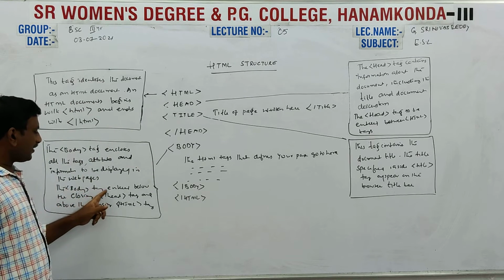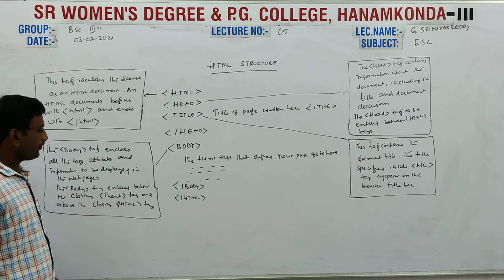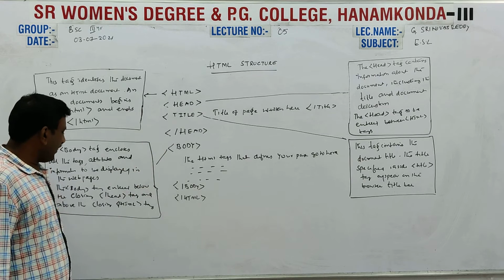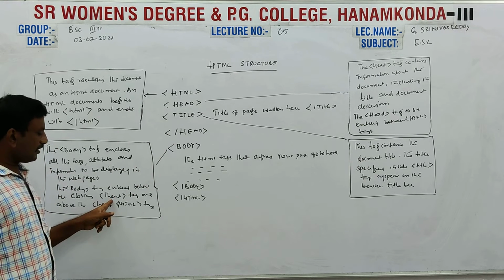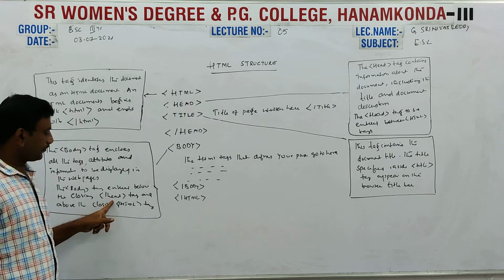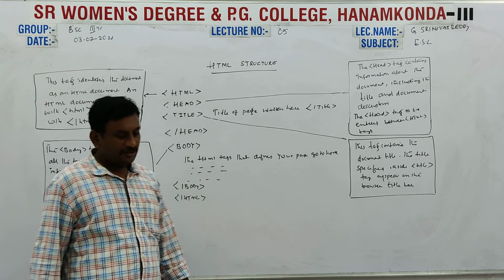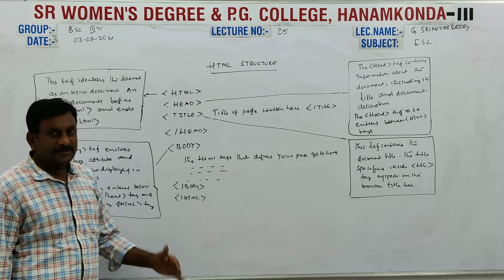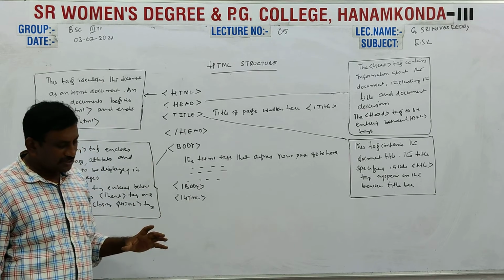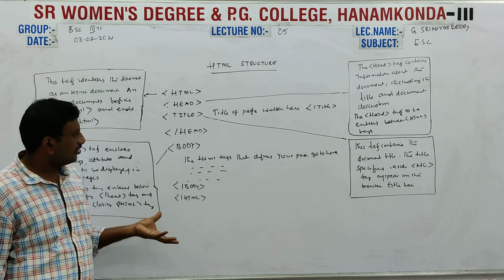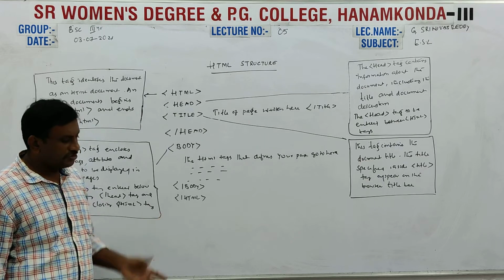The body tag is entered below the closing head tag and above the closing HTML tag. This is known as the structure. This is the detailed description of the HTML structure.